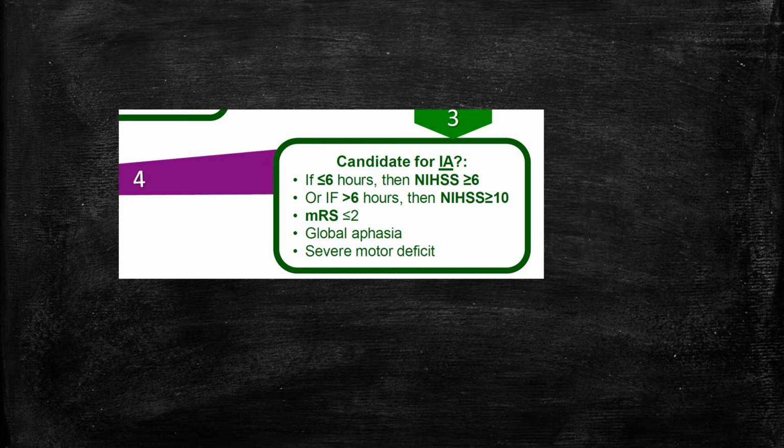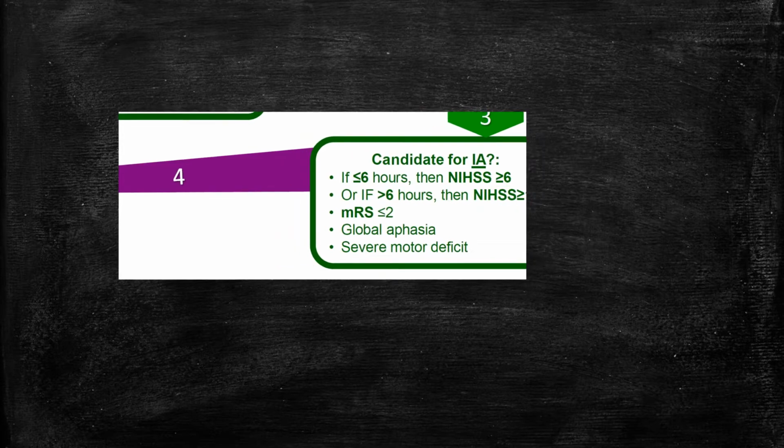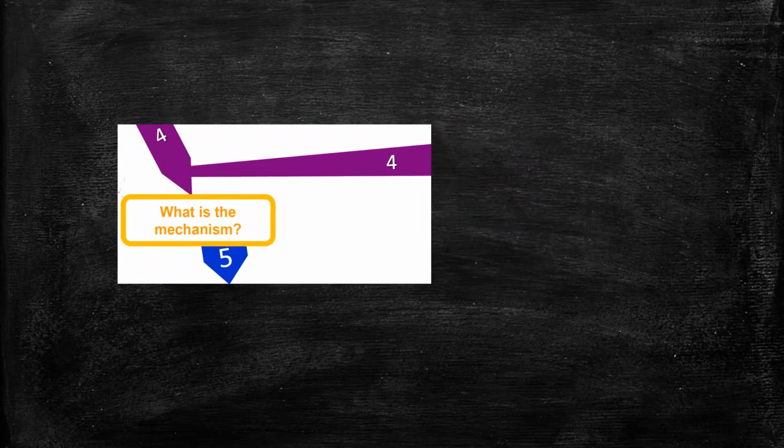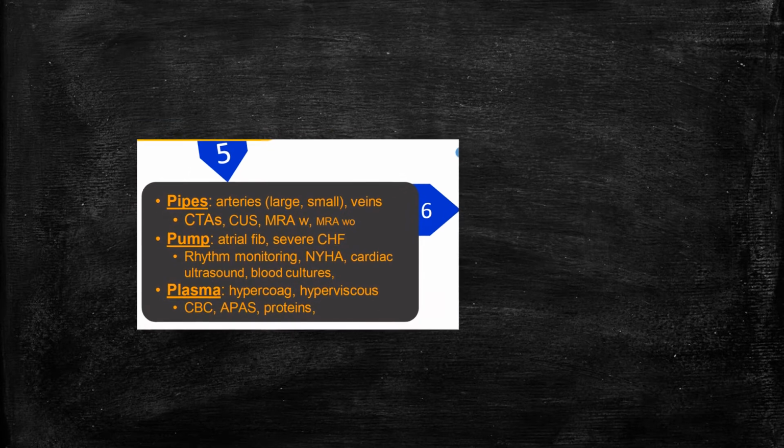Following the acute decision-making, the thought process moves forward to identifying the mechanism for the ischemic stroke. There are essentially 3 basic mechanisms for an acute ischemic stroke. Mainly, the pipes, the pump, or the plasma. The pipes can be divided into small and large arteries, and less commonly the veins. Probably the best test for pipe imaging is the CT angiogram, followed by carotid ultrasound, followed by MRA with contrast, and lastly MRA without contrast.